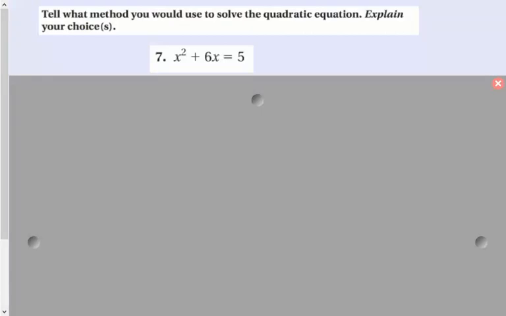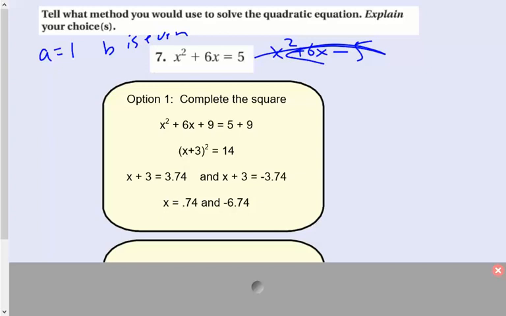And then this one here, I'd move the -5 over. So x squared plus 6x minus 5. Actually, this one isn't going to factor. I thought it might have. So a is equal to 1 and b is even. I would use the completing the square method here.